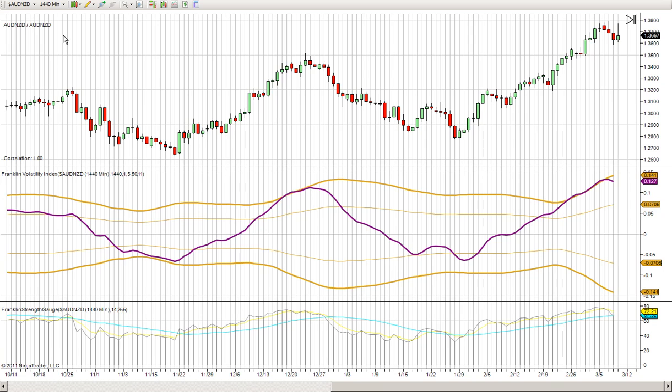So what we have plotted here is actually a daily chart, which is illustrated using a 1,440 minute chart, which is equivalent to 1 day. And we are currently showing what is happening in the market as of March 10th, 2011.